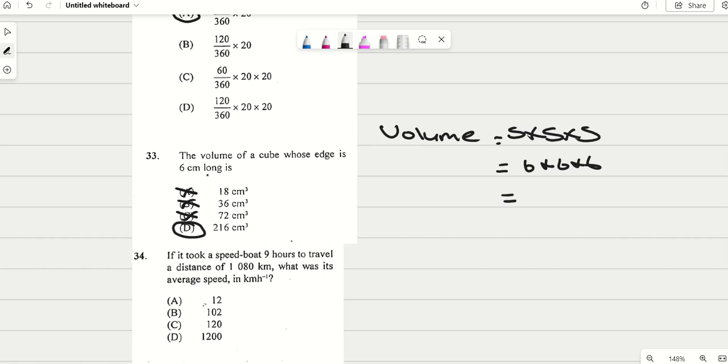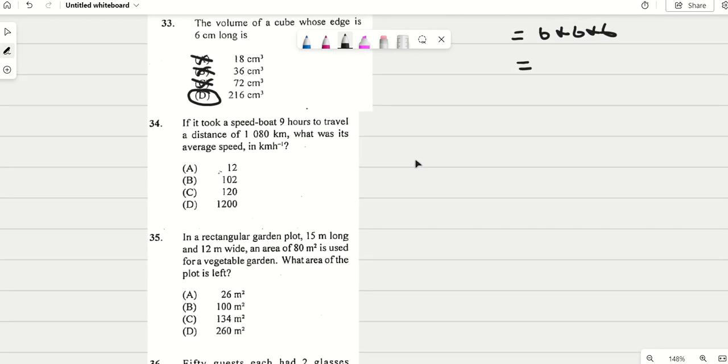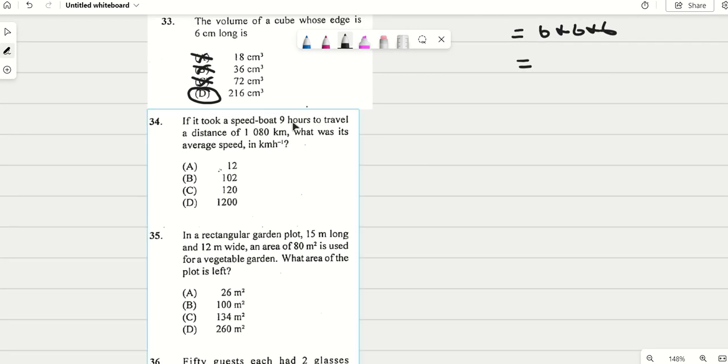The answer is 216. Without even multiplying it, you can see that 6, 6 are 36, so you're looking for an answer that's more than 36. But 36 by 6 would never give you 72. So you know that your answer is D. This one is a repeated question as well. I believe the answer is C. Well, let's check it out.